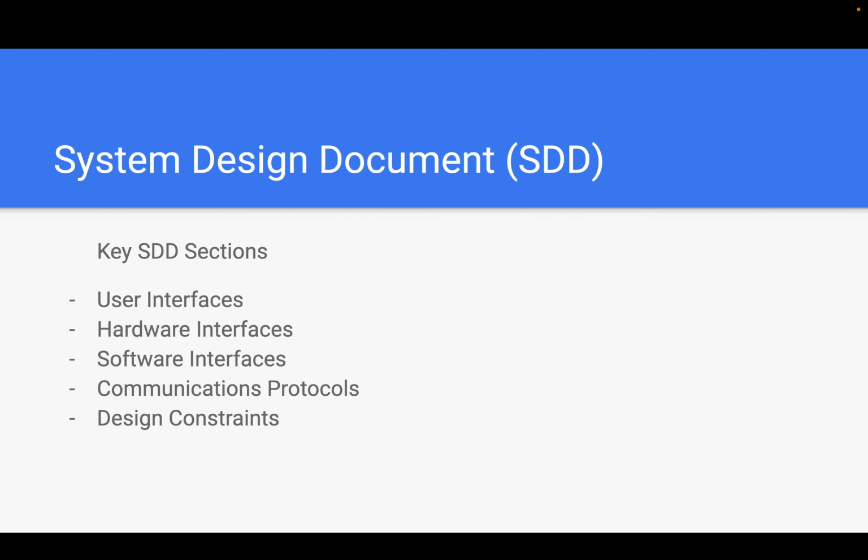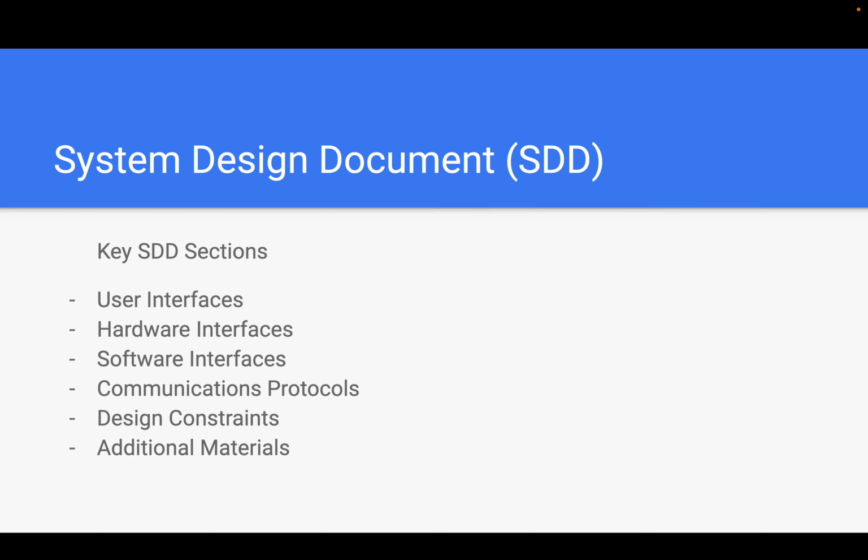Design constraints. This section lists any constraints that affected the system's design and implementation, such as regulatory compliance, hardware limitations, and environmental constraints. These constraints ensure that the system adheres to all necessary standards and operates reliably under specified conditions.